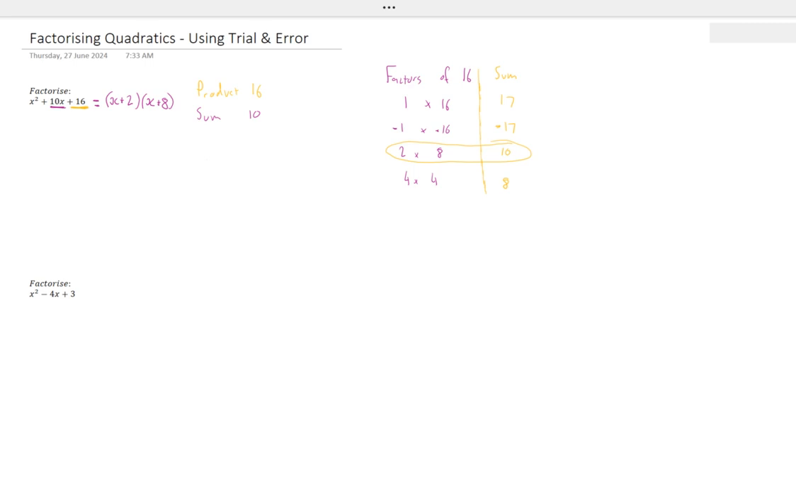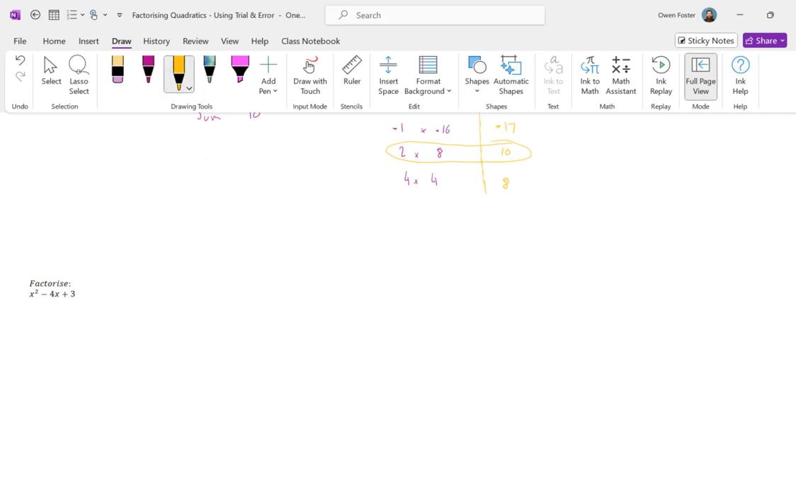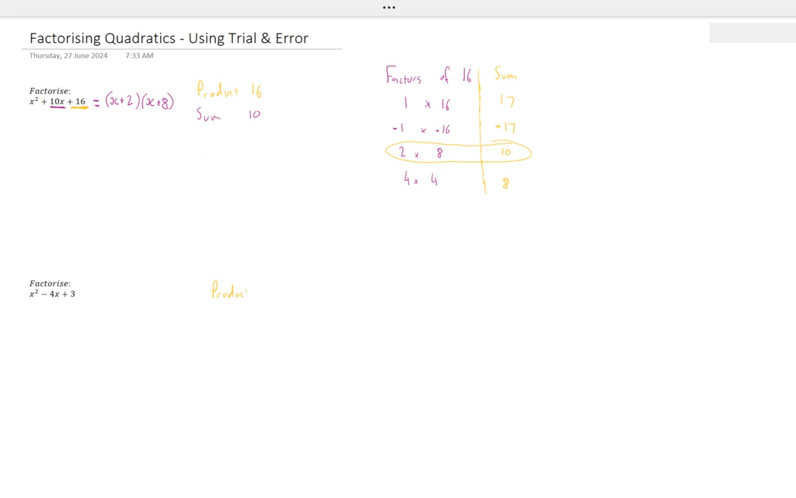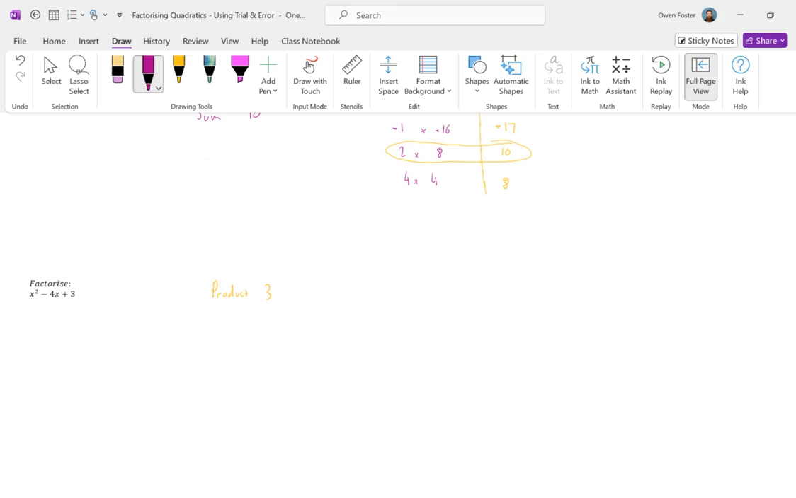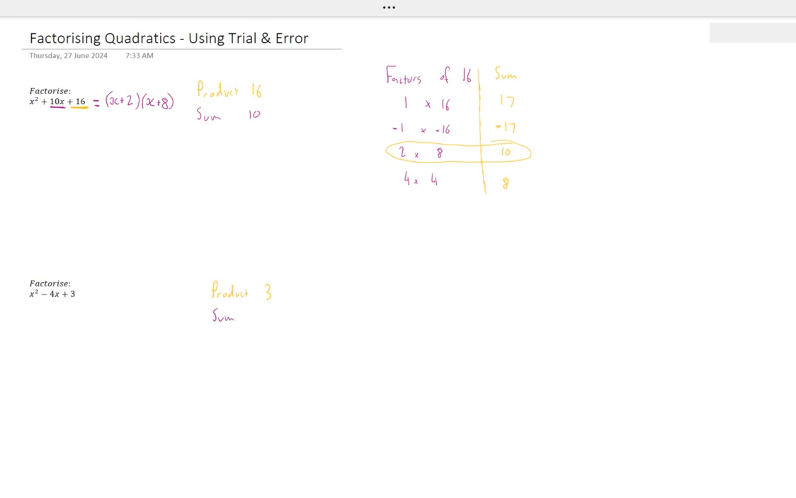Next example. Again, we want to have a product of 3 this time. You've got to be careful. Sometimes the quadratics aren't always in the form of x squared and then x and then the constant. Sometimes the numbers are switched around, so be careful of that. And we want to have a sum of negative 4 this time. Sum of negative 4. Okay, now let's list out the factors.